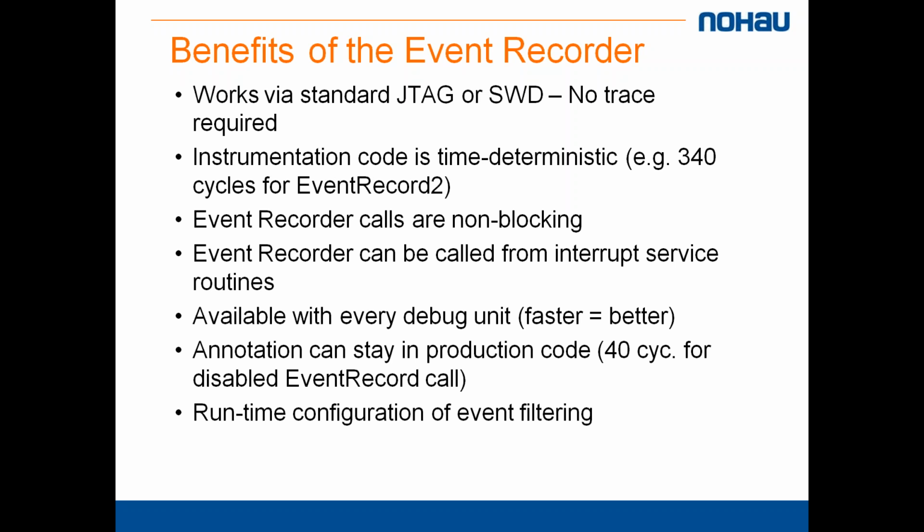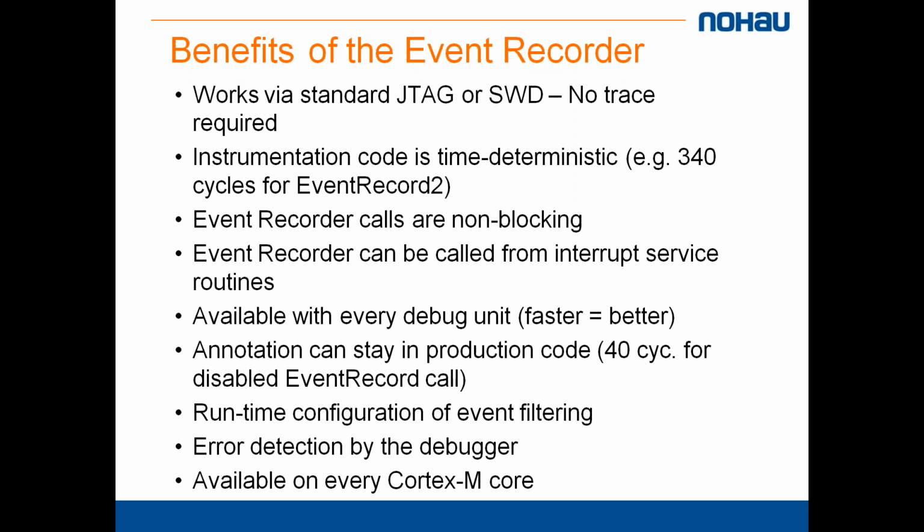So therefore, the annotations can stay in production code, and if you were to find some nasty bug during late testing or even when your product is released, the events can be turned on by the debugger. There's also error detection by the debugger. So when you define the events, you can define the events as errors. So it will be quite clear where the errors are happening in your event recorder buffer. And as I said, available on every Cortex-M core.